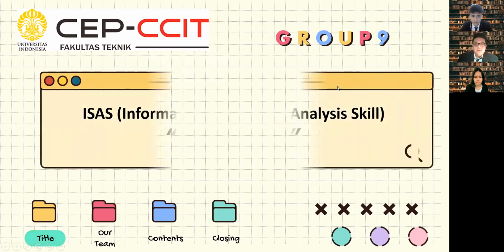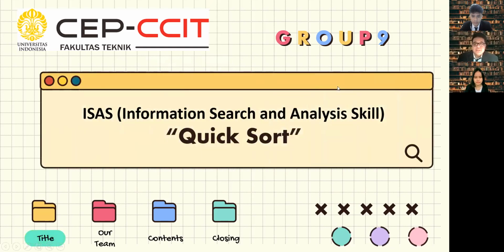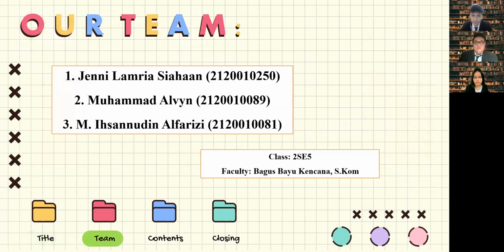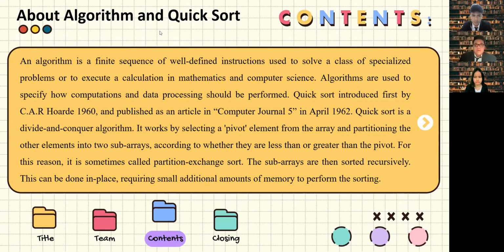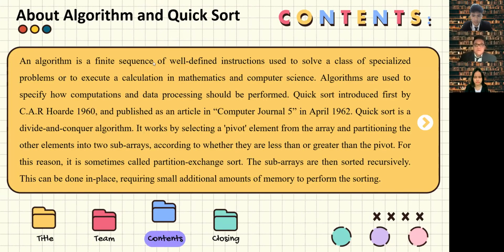We will talk about our project, Information Search and Analysis Skill, and our topic today is quicksort. And here is my team: Jenny Lamria Sihaan, Muhammad Isanuddin Al-Farizi, and myself, Muhammad Alvin. Okay, I will talk about algorithm and quicksort.